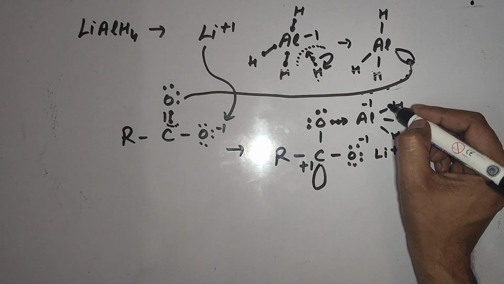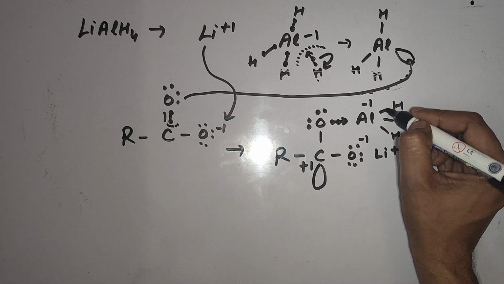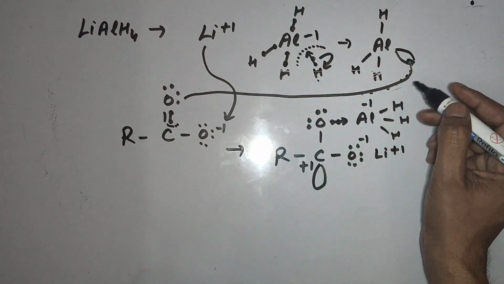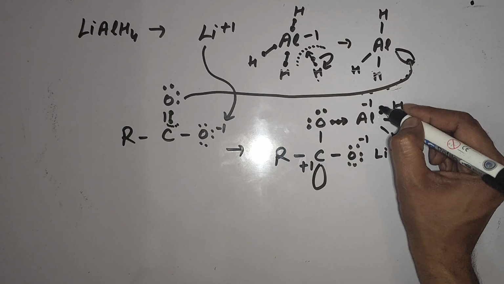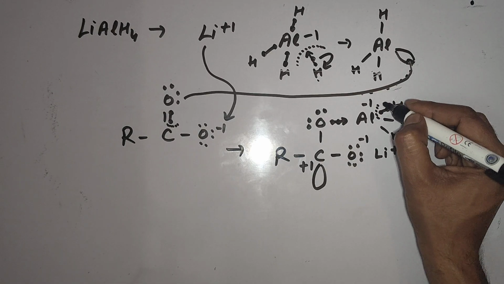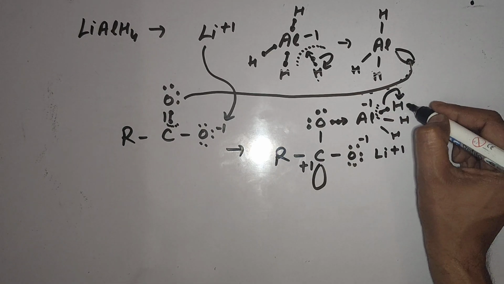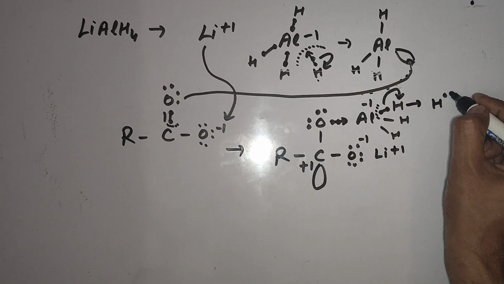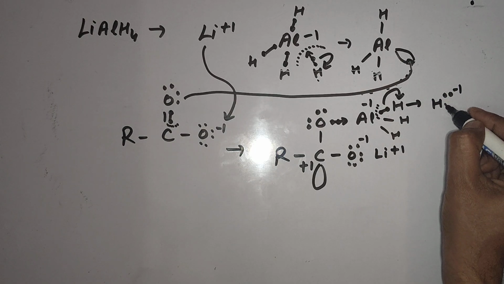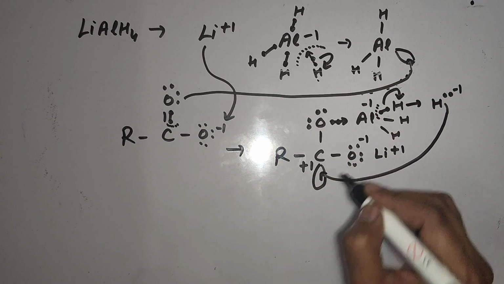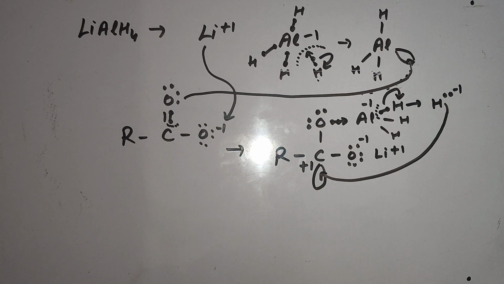Now what will happen? Aluminium again has a -1 charge, unstable. How can it get stability? It will break the bond from hydrogen. Both electrons will go toward hydrogen and hydrogen will be released as hydride negative. Hydride negative will combine with the carbocation, like this.